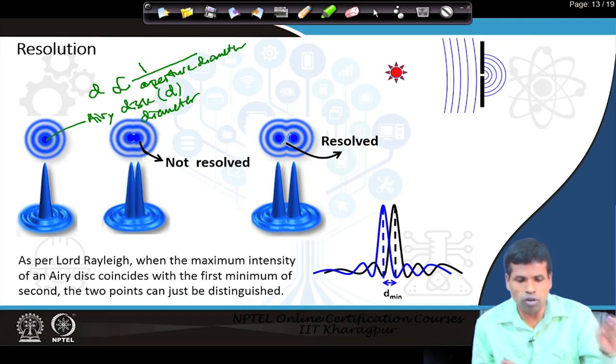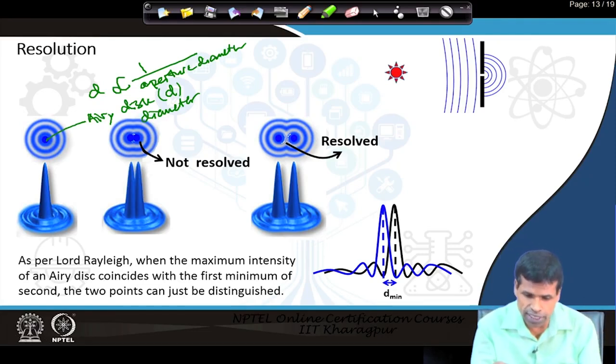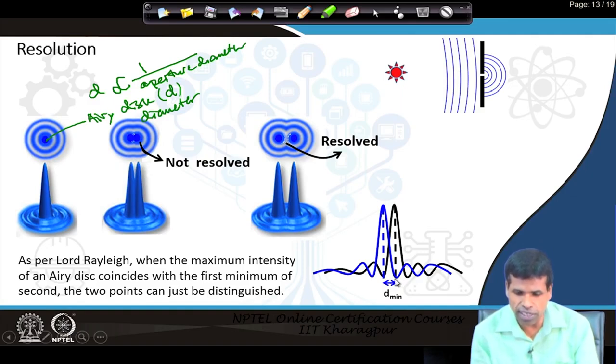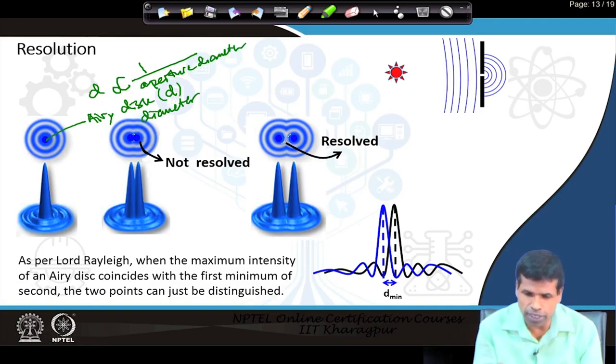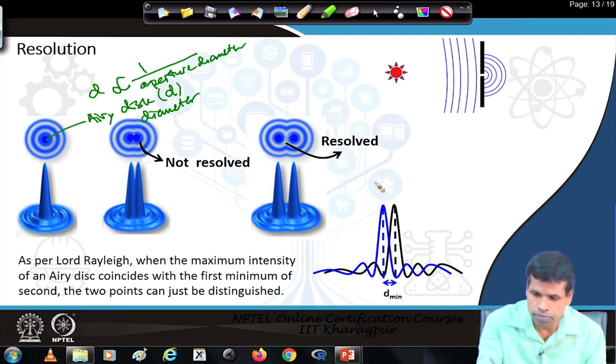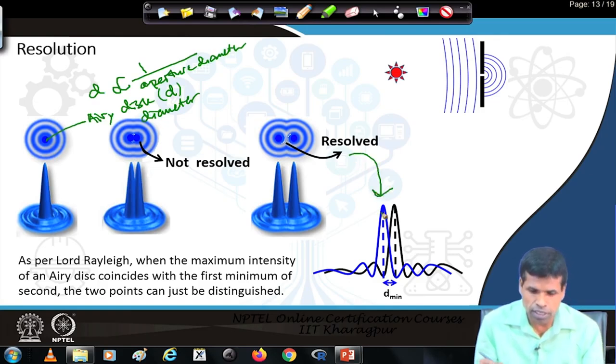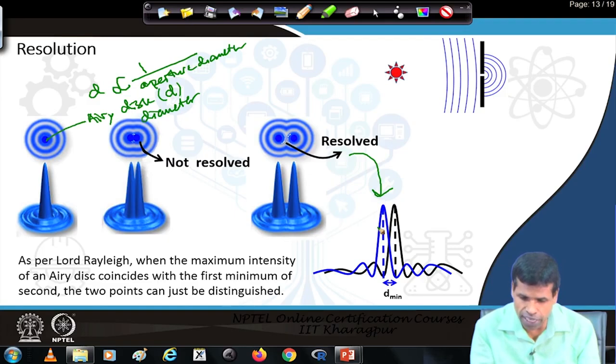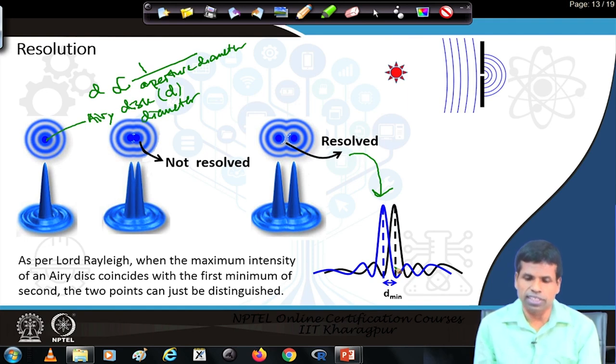And as per Lord Rayleigh, when the maximum intensity of the Airy disk coincides with the first minimum of the second, then we can say these two points are just resolved. This is the best condition for resolving two objects. When the maximum intensity of an Airy disk coincides with the first minimum of the second, we can say these two points are just resolved.